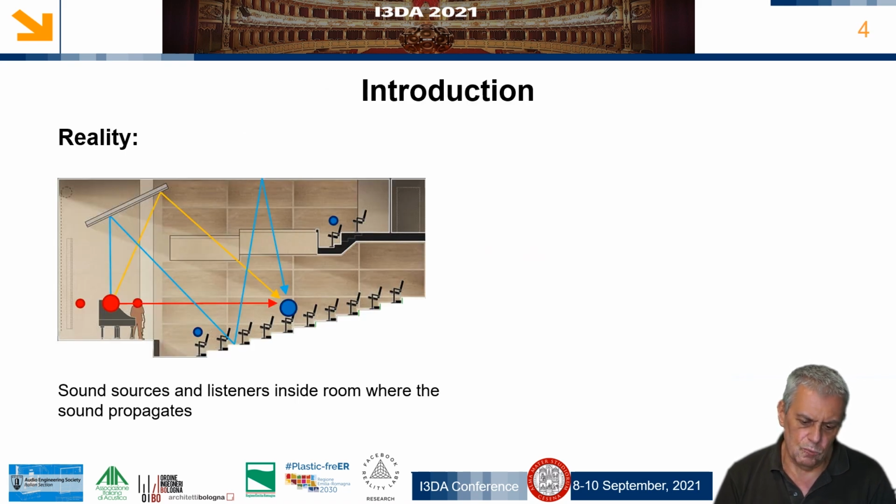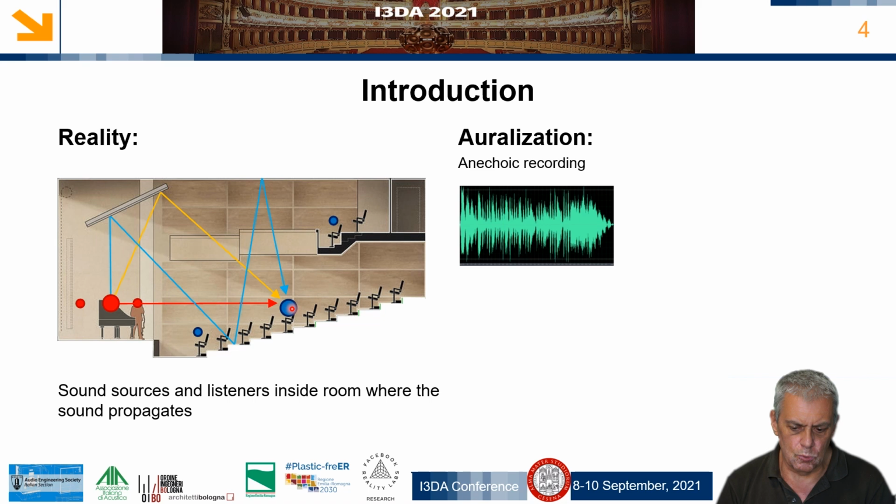We start with the concept of an impulse response inside a room or an acoustical space. There is a source, the sound bounces over walls and ceiling and so on, and at the end it reaches the listener. All this is captured by the impulse response, which is used as a filter processing an anechoic recording.